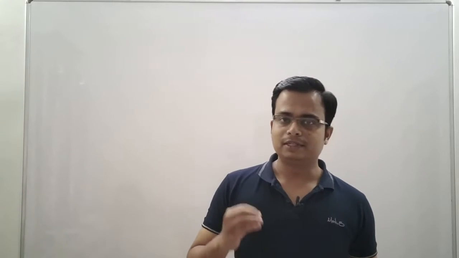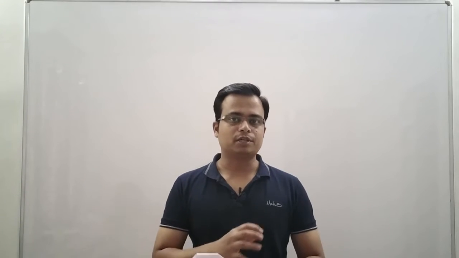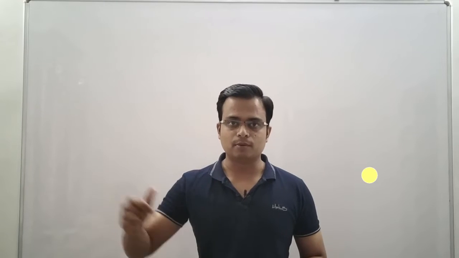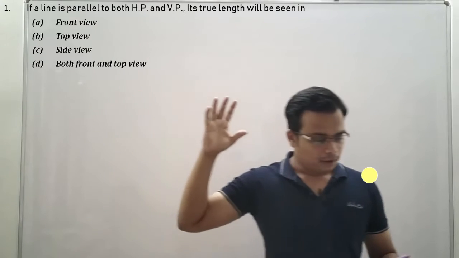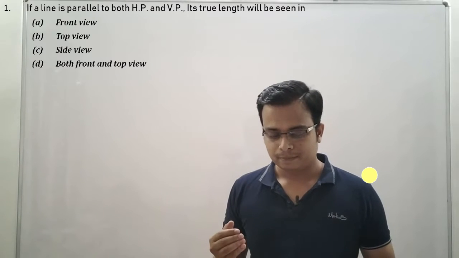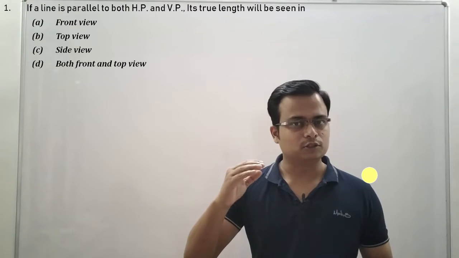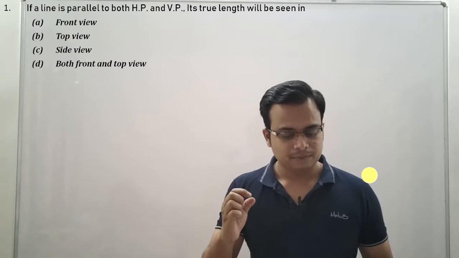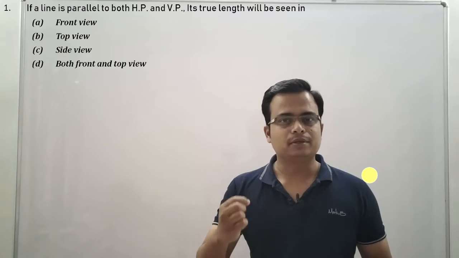And guys, today we'll take on problems based on projection of line. So here is the first problem. Take a look at this. Let me go ahead and read this. If a line is parallel to both HP, horizontal plane, and VP, vertical plane, then its true length will be seen in.